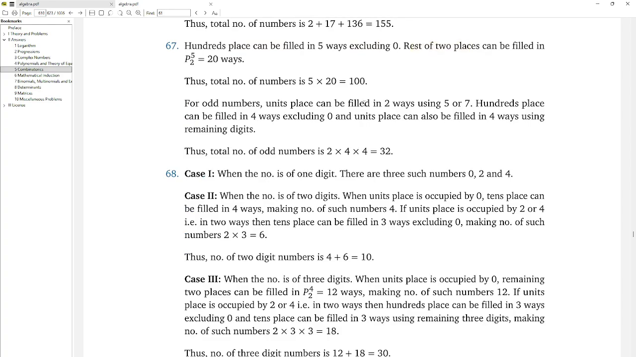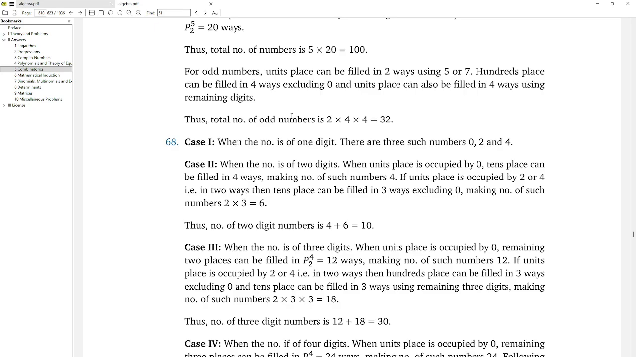For odd numbers, the units place can be filled in 2 ways using 5 and 7. The hundreds place can be filled in 4 ways excluding 0, and the tens place can also be filled in 4 ways using the remaining digits. So the total number of odd numbers is 2 multiplied by 4 multiplied by 4, that is 32.